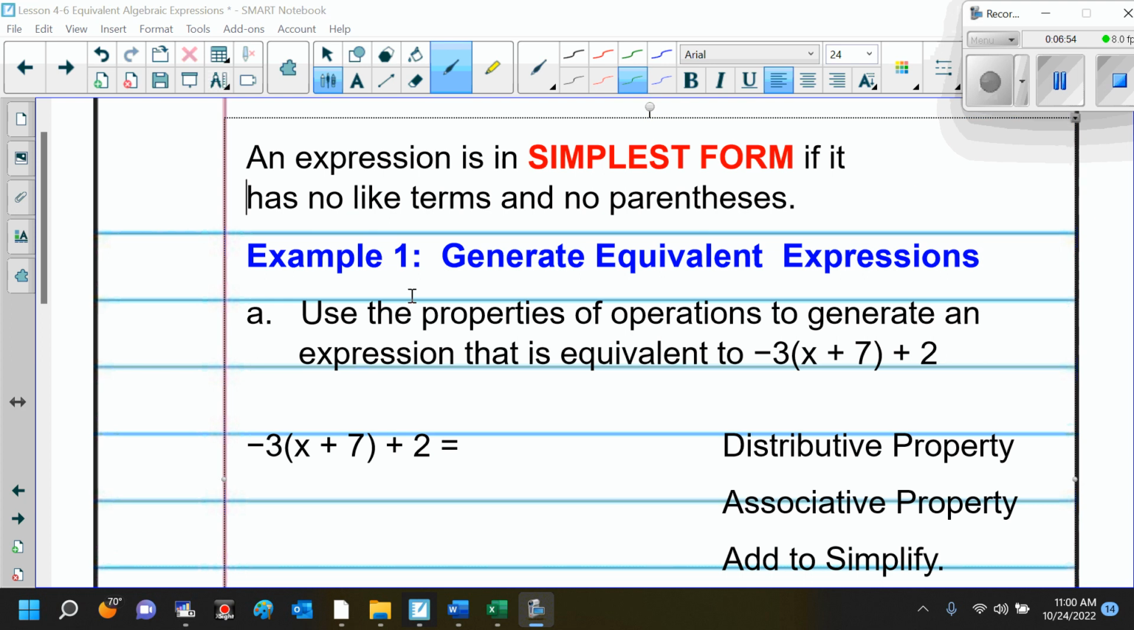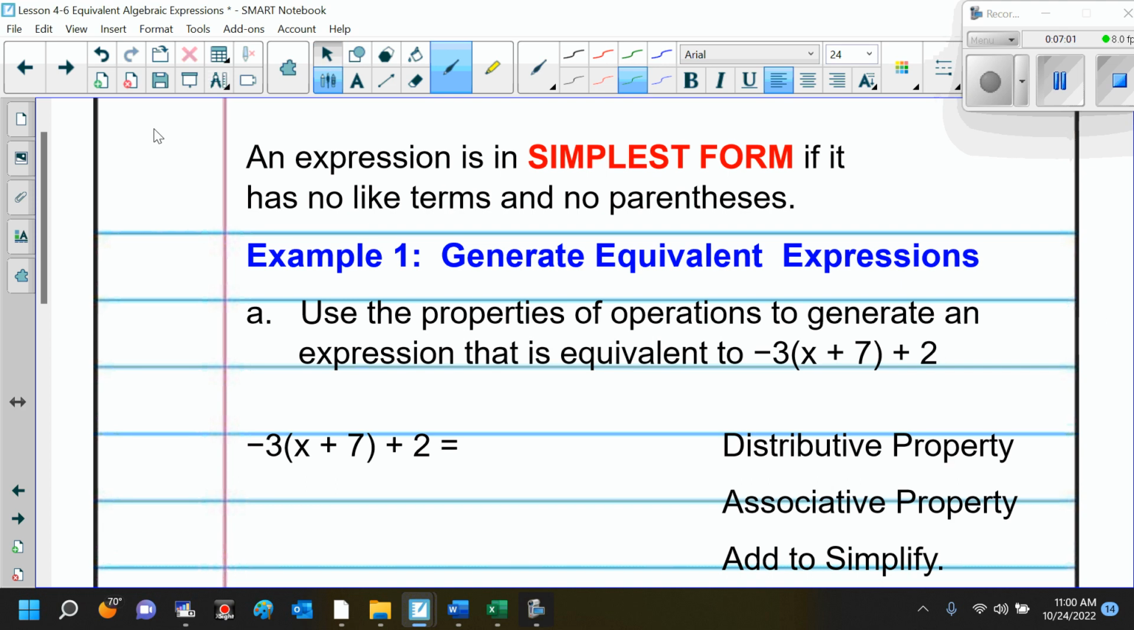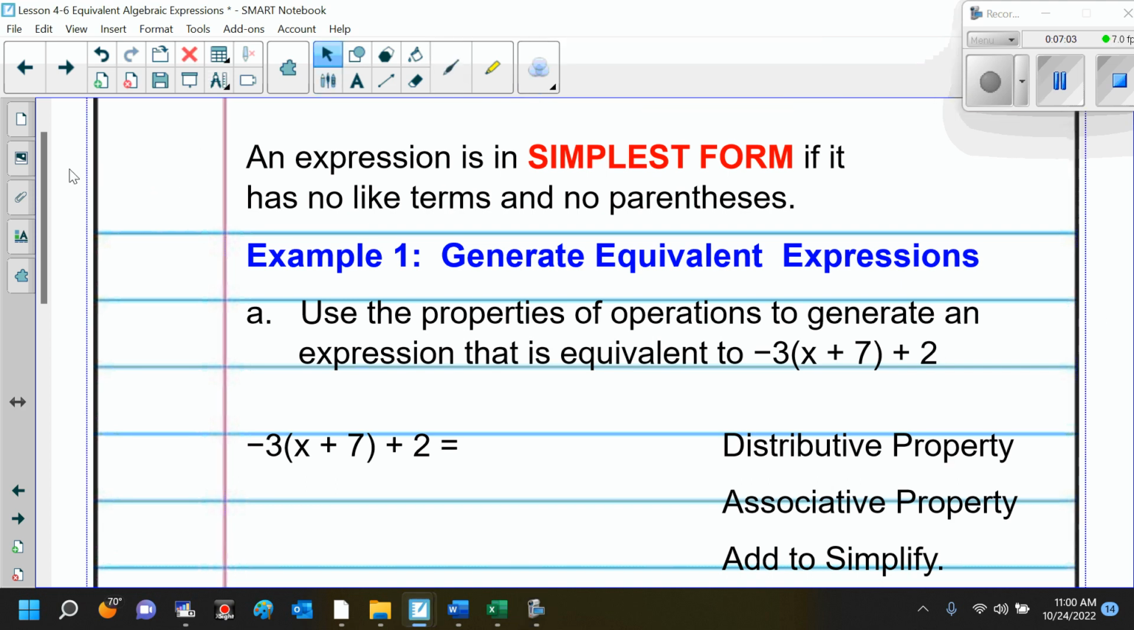So example 1 is to generate equivalent expressions. We want to use properties of operations to generate an expression that is equivalent to negative 3 times the quantity x plus 7, plus 2. Okay?